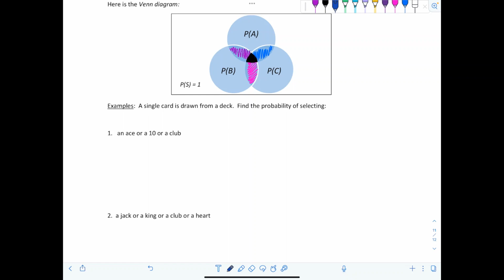All right, I don't really feel like writing out ace, 10, club, so I'm just going to call each of these events something. I'll say let event A be that you draw an ace. Let event B be that you draw a 10. And let event C be that you draw a club. All right? So what we're trying to do is figure out the probability of A or B or C happening.